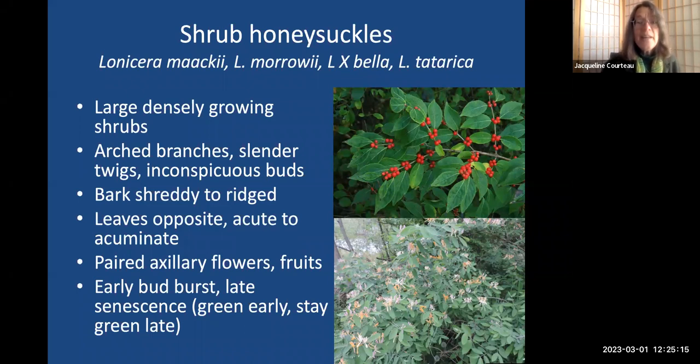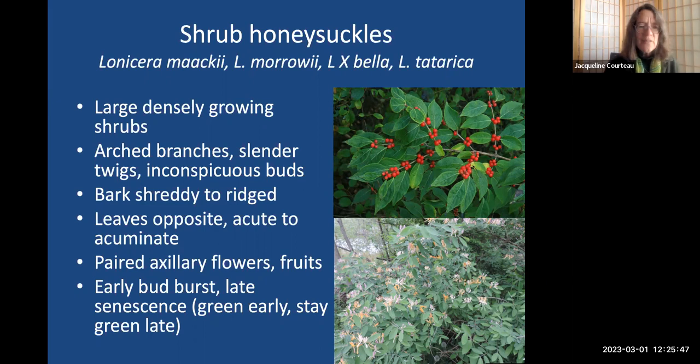Lonicera morrowii, I think that's Morrow's honeysuckle, that hybridizes with Tatarica, which is Tatarian honeysuckle, and the hybrid is Lonicera x bella. So all of these are large, densely growing shrubs with arched branches. And you can see on that lower photo how dense the growth can be. They have very slender twigs and almost inconspicuous buds.